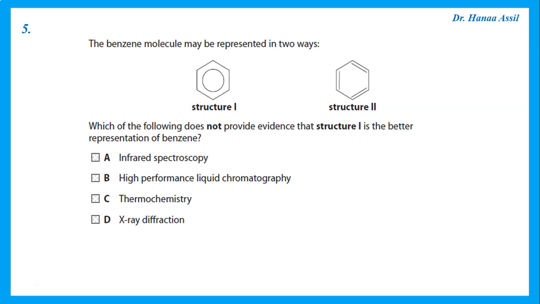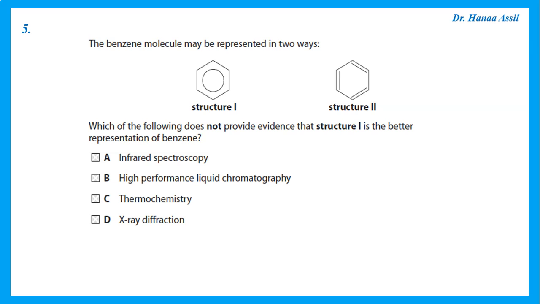The benzene molecule may be represented in two ways. We can either draw it with a circle to indicate that the double bonds are equally spread around the 6 carbons, or we can do structure 2, in which we have alternating single and double bonds. Which of the following does not provide evidence that structure 1 is better? So which one does not tell us anything about structure?